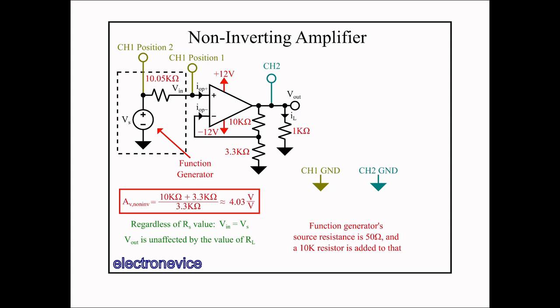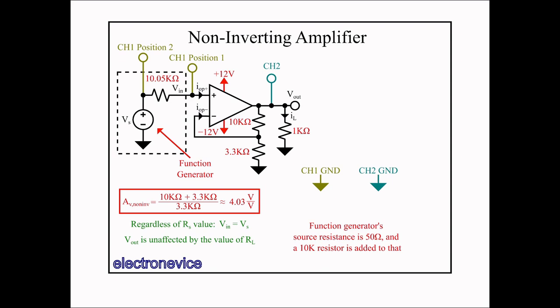Trying to pull too much gain from an op-amp causes issues we'll discuss once we discuss the gain limitations of op-amps. Vs is provided by a function generator. The function generator has about 50 ohms of source impedance of its own, and I've put a 10K resistor in series with it, so the source resistance is about 10.05 kiloohms.